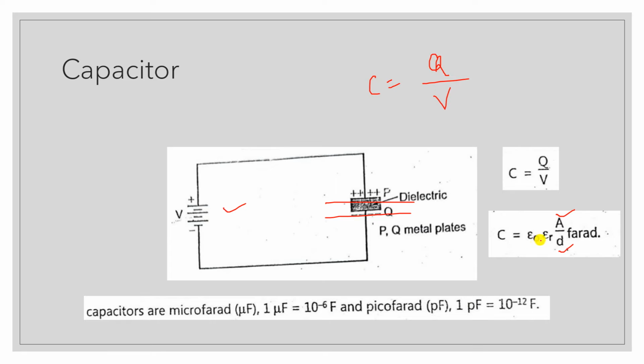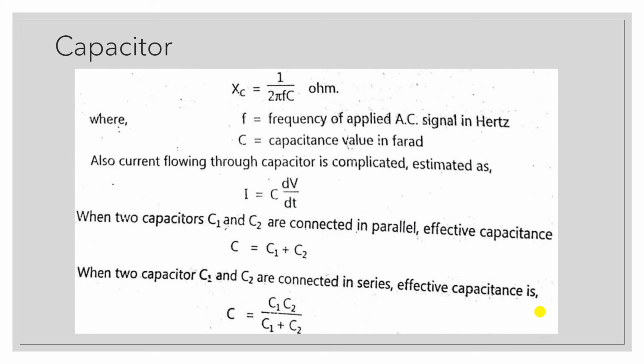Then epsilon 0 and epsilon r are the absolute and relative permittivity. In this case, the microfarad is a smaller unit of capacitance. 1 microfarad is equal to 10 raised to minus 6 farad, and picofarad means what? It is 10 raised to minus 12 farad.